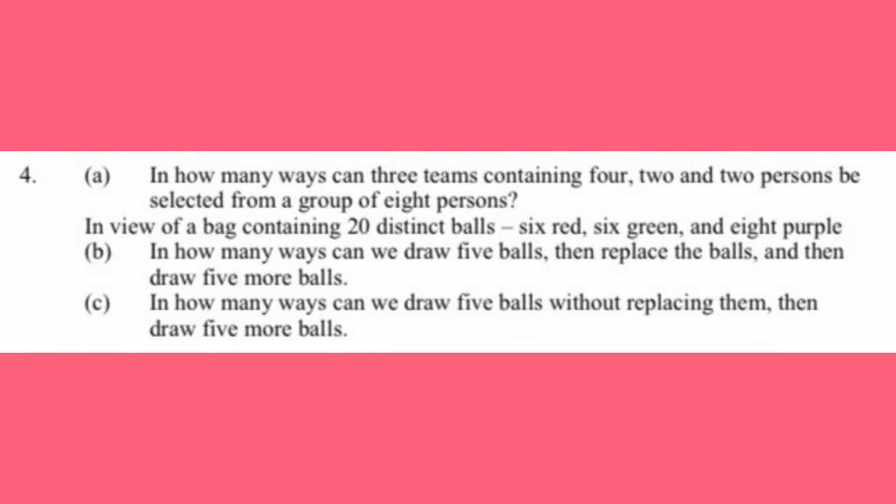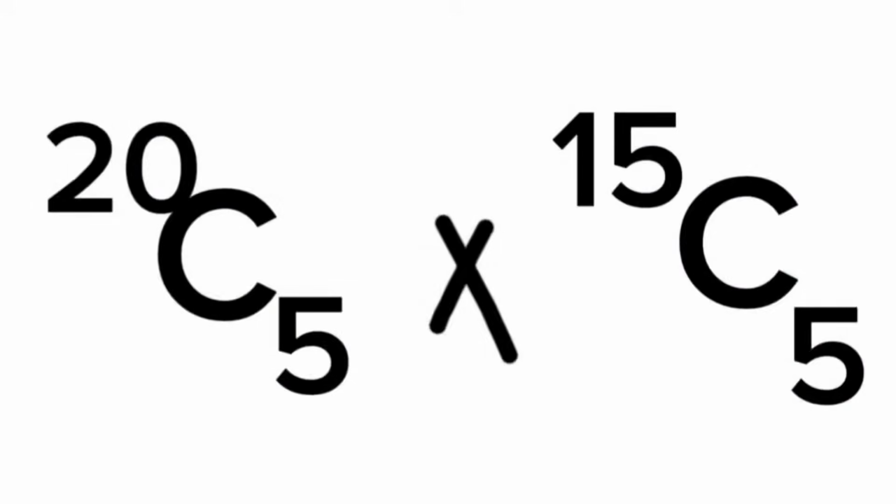Question 4C. In how many ways can you draw 5 balls without replacing them, then draw 5 more balls? Of course, this time we're not replacing the balls. So our first step, we draw the 5 balls from the 20. The number of ways we can do that would be 20C5. Next step, we don't replace them. So when we're drawing 5 more balls, we're drawing from 20 minus 5, which would be 15. So our answer would simply be 20C5 times 15C5. That's the simple reasoning to that question. The solution is there, and this is one of the easier questions.